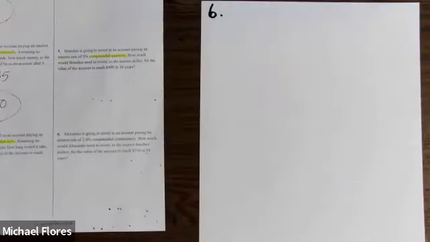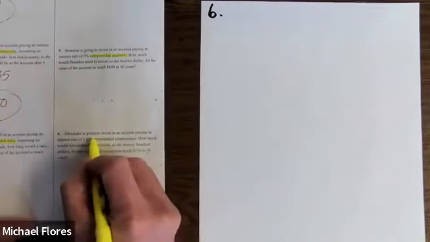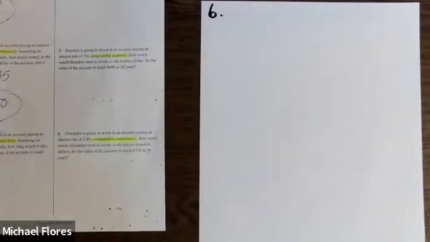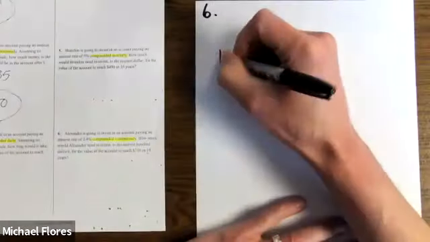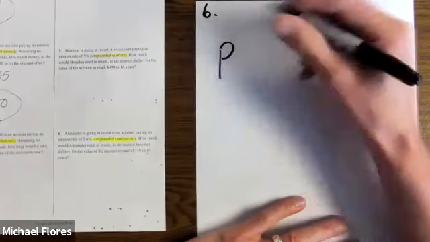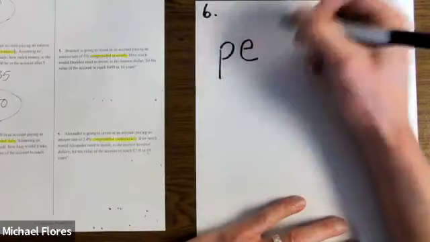Example 6, Alexander is going to invest in an account paying an interest rate of 2.4% compounded continuously. There's our key word, so we will be using the continuous compound formula. How much would Alexander need to invest to the nearest $100 for the value of the account to reach $710 in 19 years? So this is very similar to the one we just got finished doing, just using a different formula here.